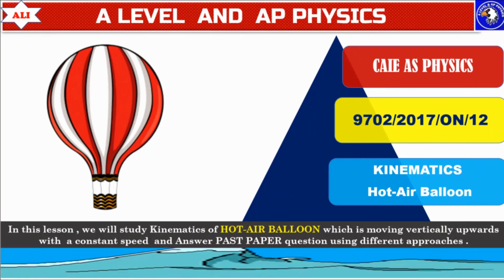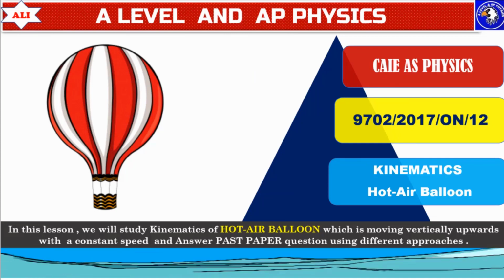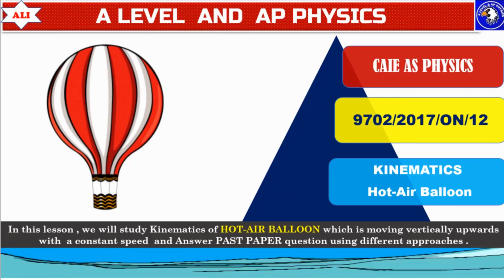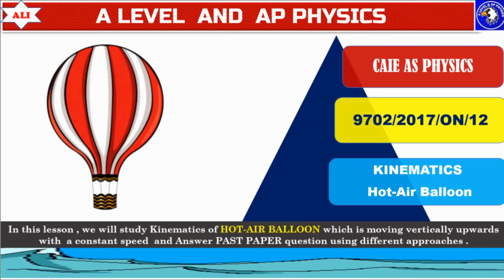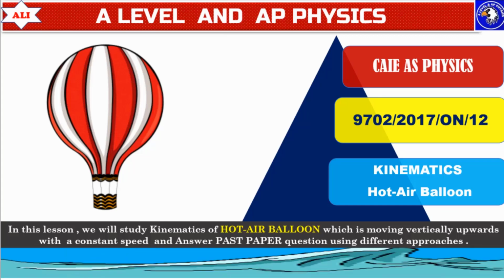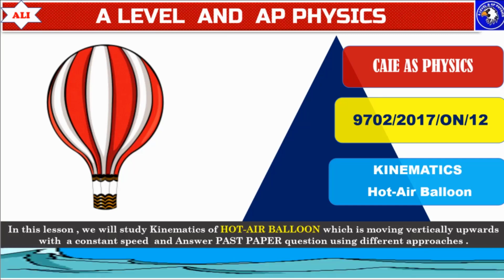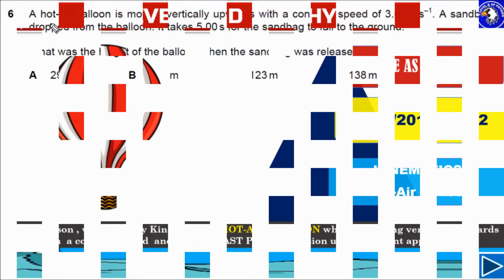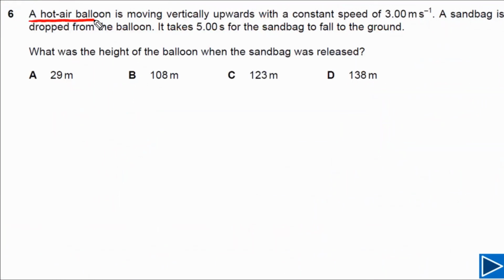In today's class, we will discuss kinematics of a hot air balloon which is moving vertically upwards with constant speed. And we will answer past paper questions using different methods so you can have a clear understanding about this type of problem on kinematics.